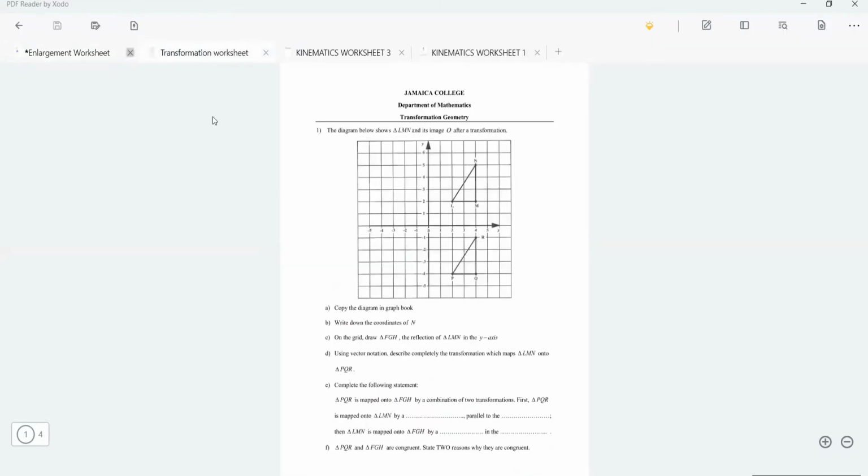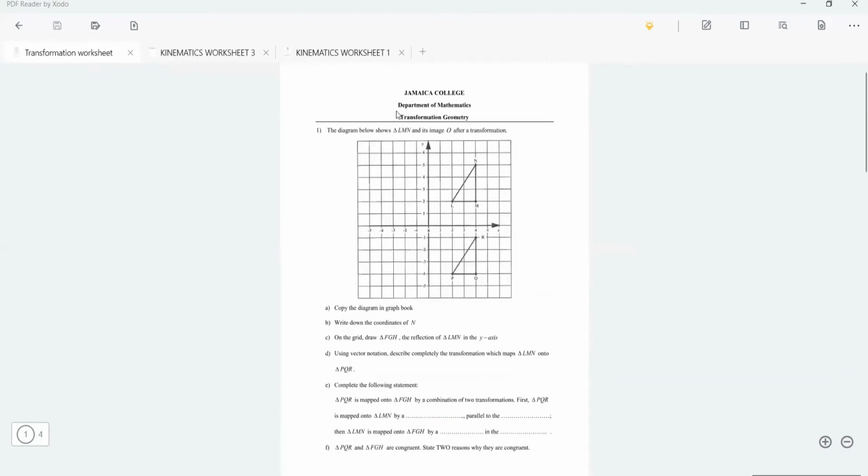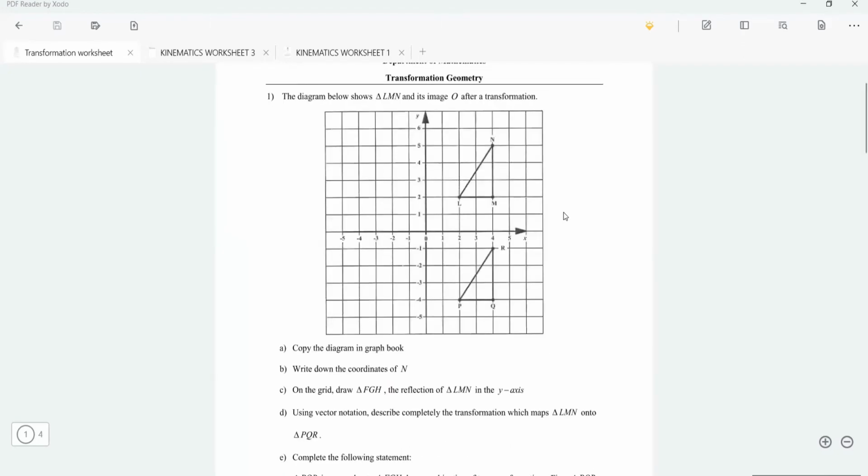All right, so now we're going to look at this one right here, which is some more. This one involves the other transformations: translation, rotation, and reflection. This question says the diagram below, not drawn to scale, shows triangle LMN and its image O after a transformation. Copy it in our graph book. We're not going to copy it in the graph book. Let us write down the coordinates of N.